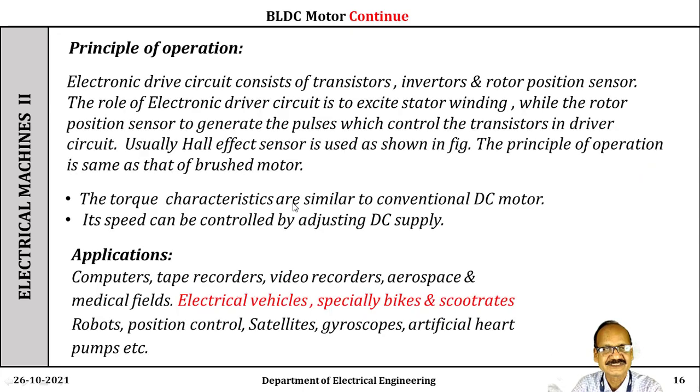Now see the principle of operation. The electronic driver circuit consists of transistors, inverter and rotor position sensors. The role of the electronic circuit is to excite the stator winding sequentially, while the rotor position sensor generates the pulses which control the transistors. In the driver circuit, usually a Hall effect sensor is used as shown in the figure. The principle of operation of the brushless DC motor is the same as that of the brushed DC motor, as I have stated earlier. The torque characteristics are also similar to a conventional motor, and its speed can be controlled by adjusting its DC supply.